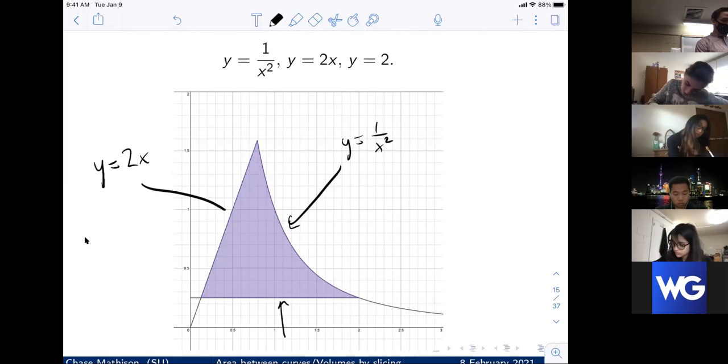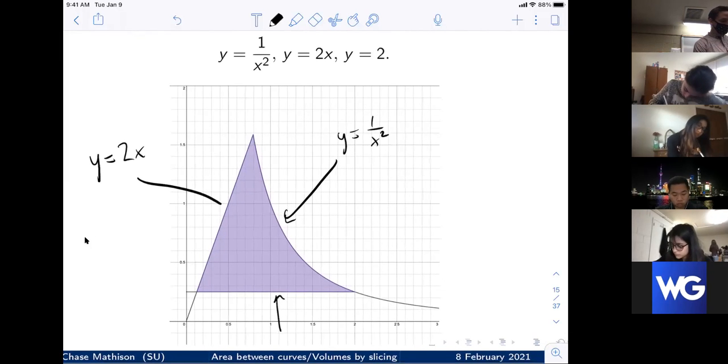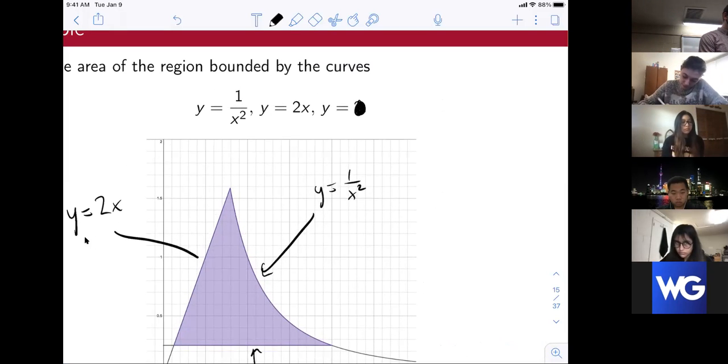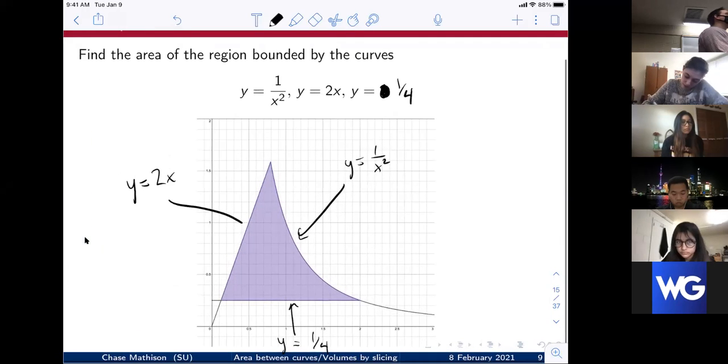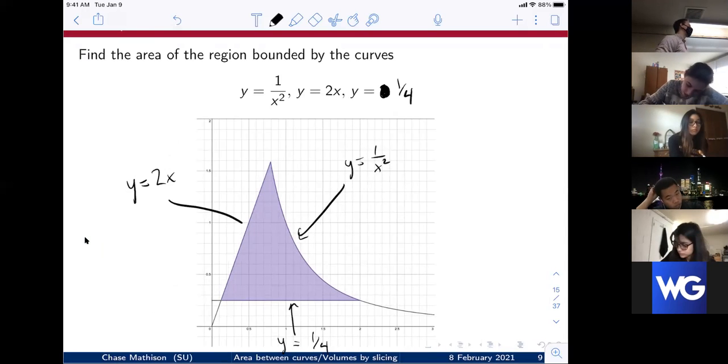And this bottom curve? Yeah, that's pretty clearly y equals, actually, that's not right at all. That should be y equals 0.25. That's my fault. That should be y equals 1/4. I think I had this problem written differently before and I forgot to change the y. So make sure to change y equals 2 to y equals 1/4.